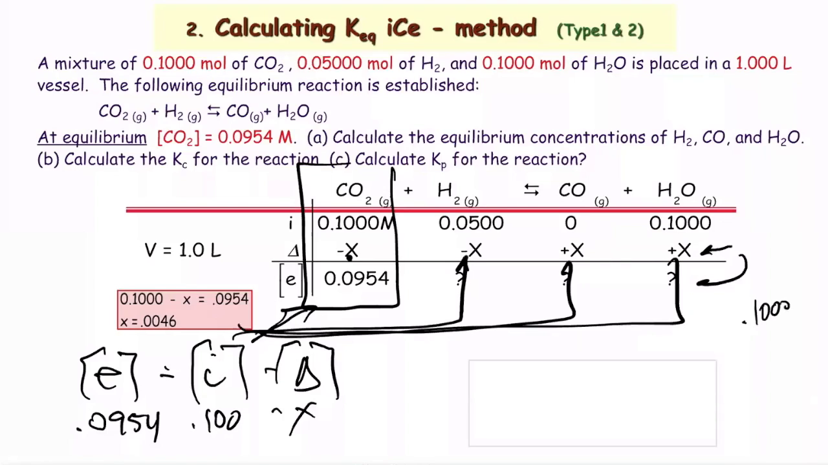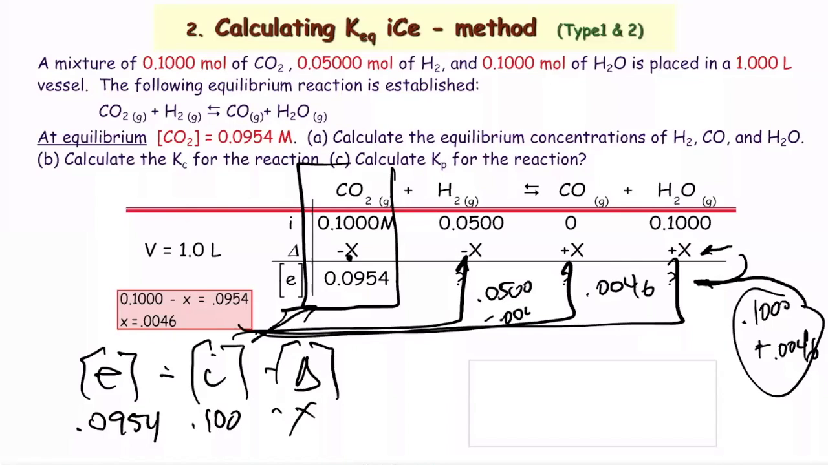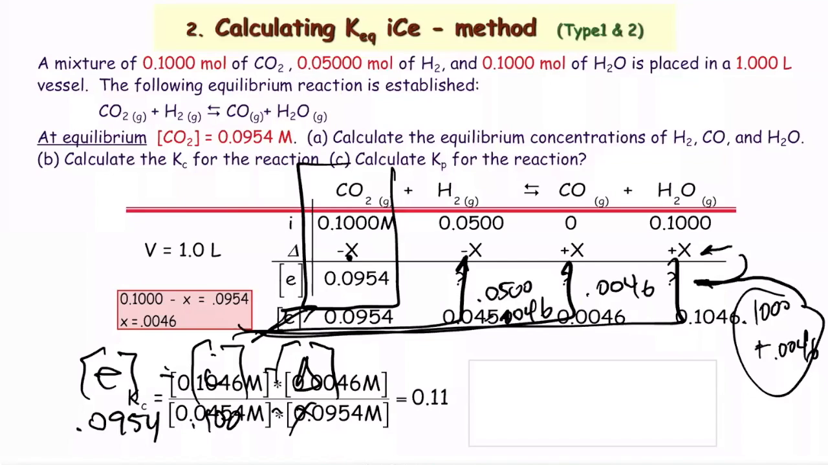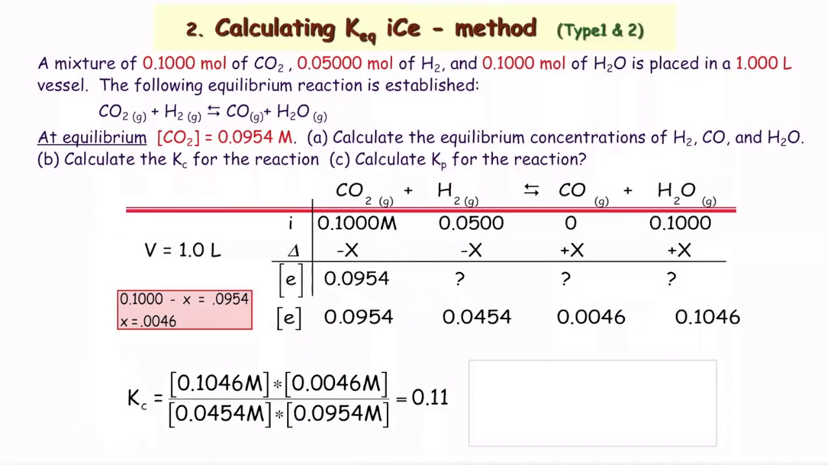0.1000 plus 0.0046, and that'll be the equilibrium concentration for that. This will just be 0.0046 because we started with 0. This is 0.0500 minus 0.0046. So now you see that we can get the equilibrium concentrations. And when we do that, let me clear this. This is basically the concentrations. This will be that value, this value, that value. We can now calculate Kc.